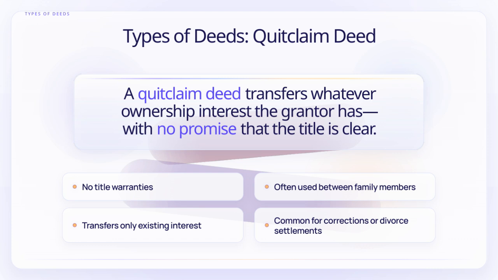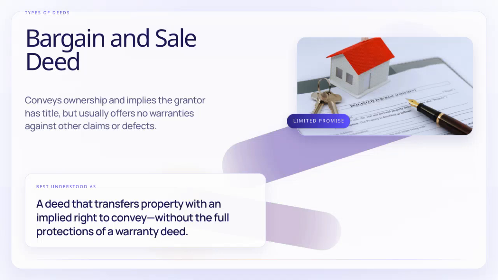title. Now, let's talk about one important type of deed called the bargain and sale deed. This deed conveys ownership of the property, meaning the grantor is transferring their interest in the property to the grantee. However, unlike other deeds, it typically comes with limited promises. Specifically, it usually doesn't include any warranties protecting the new owner from other claims or possible defects in the title.